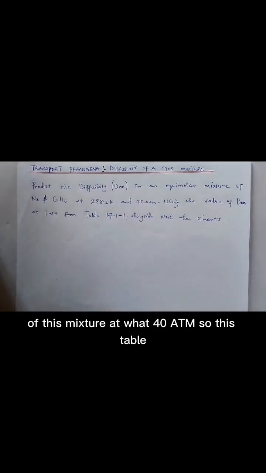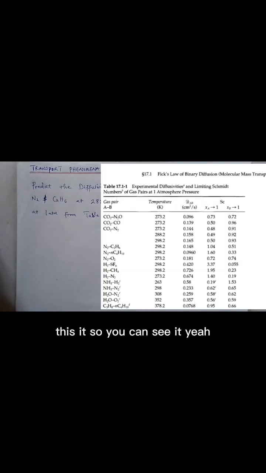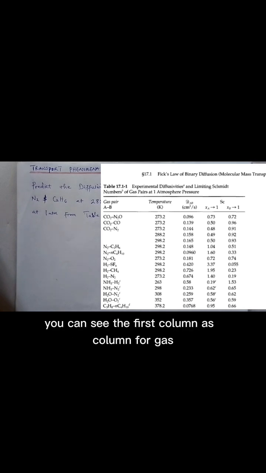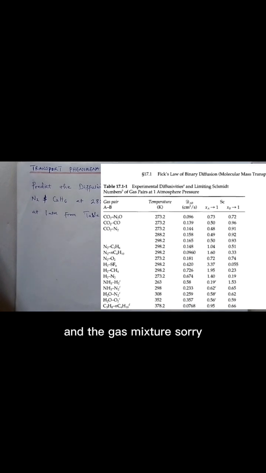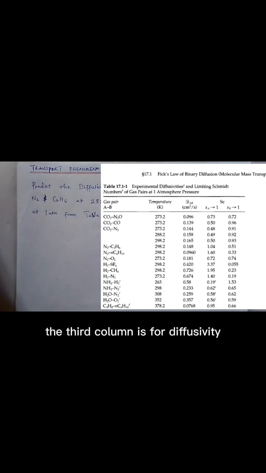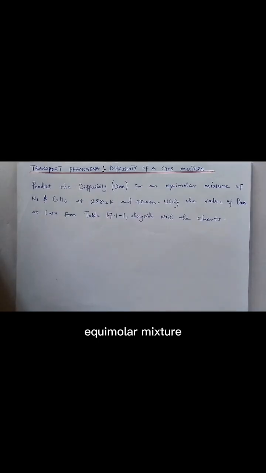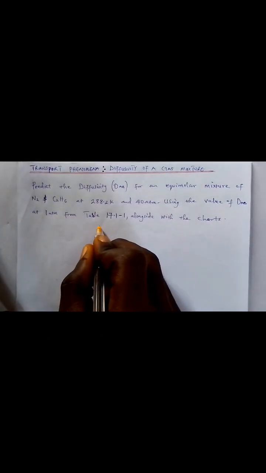This table, table 17.1, is in the property tables of transport phenomena. You can see the first column is for gas and gas mixture, the second column is for temperature, the third column is for diffusivity, and the last two columns are for the mole fraction or mole ratio. Here we've been told that the mixture is equimolar, which means their mole ratios are equal. Okay, let's start the solution.